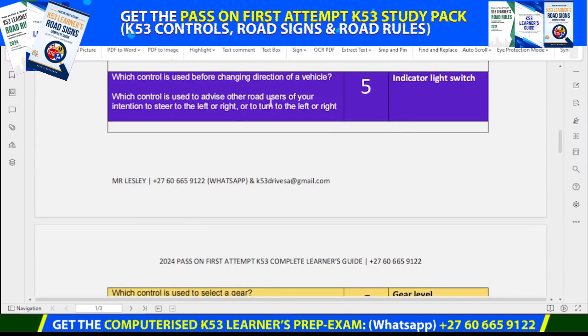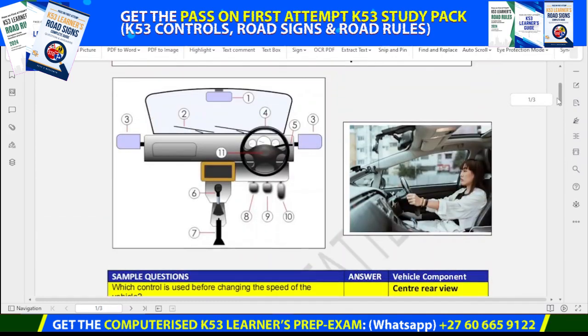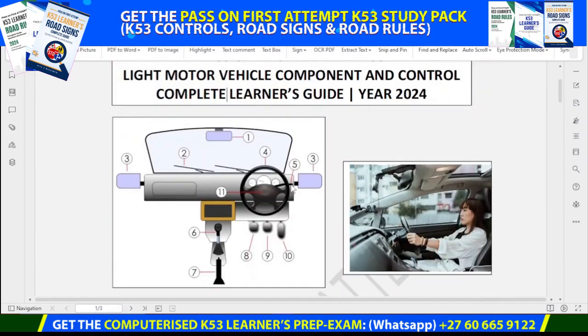Now let's look at control 5. What is control 5? Control 5 is our indicator light switch. So let's go back again to the diagram. So here's control 5. That's our indicator light switch. You pull it down just a bit to indicate that you're turning to the right, and you raise it up just a bit to indicate that you're turning to the left.